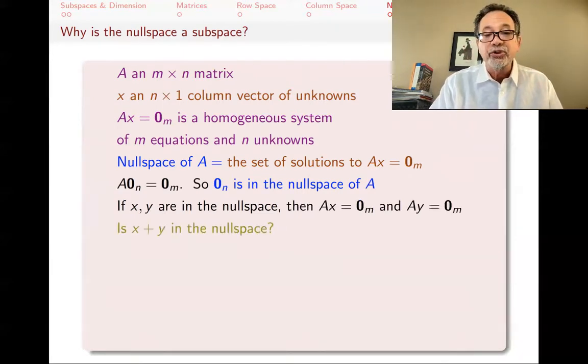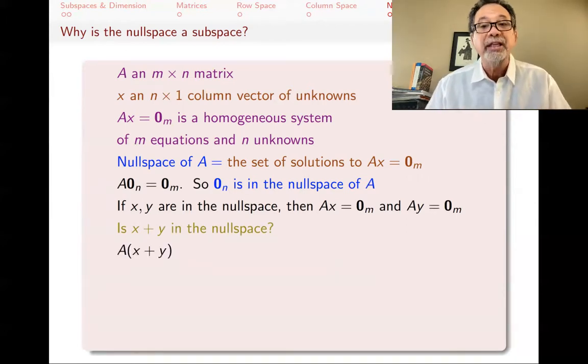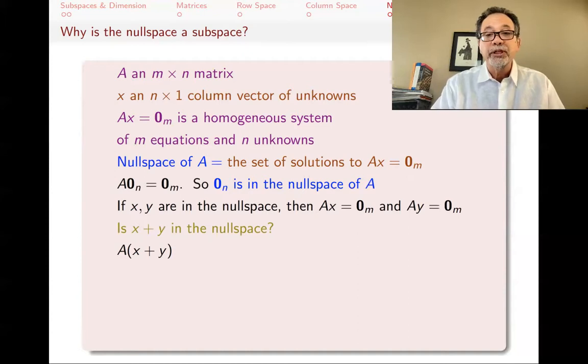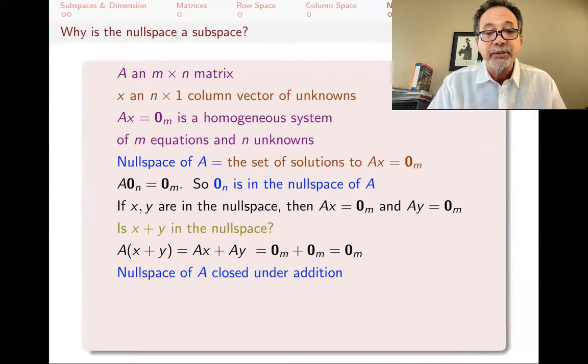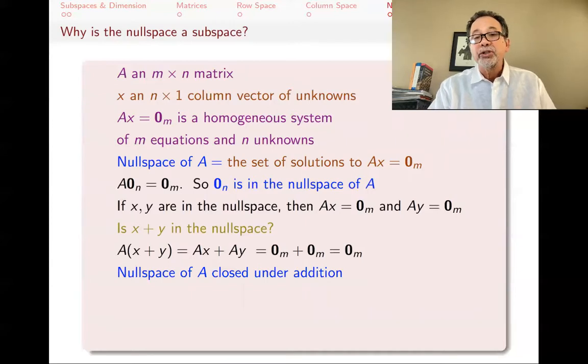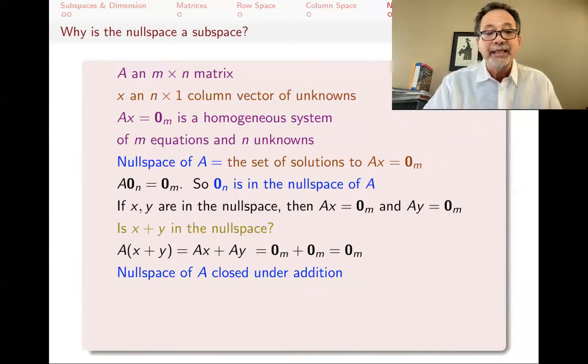Now, if I add these two things, will I also get something in the null space? Well, how do I know if it is in the null space or not? Again, I plug it in. So I look at A times X plus Y. I'm plugging in X plus Y. And matrix multiplication has the distributive property. So that's AX plus AY. AX and AY were both zeros. So I get 0. So that tells me that null space is closed under addition, that X plus Y is indeed in the null space.